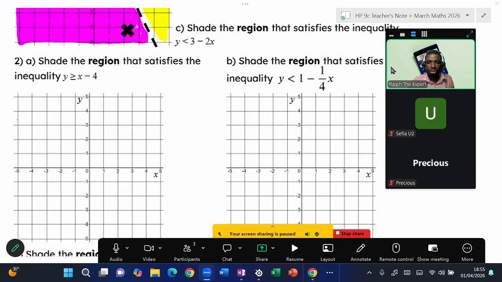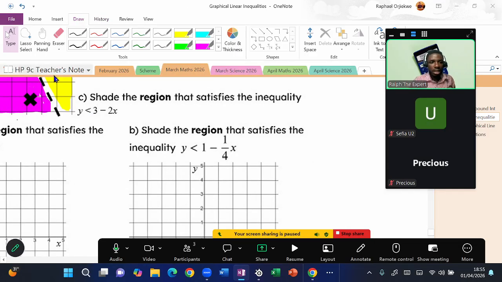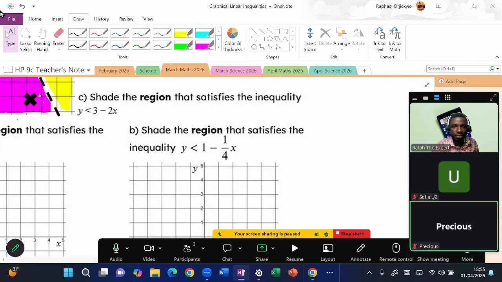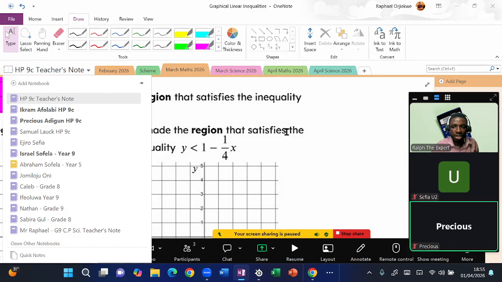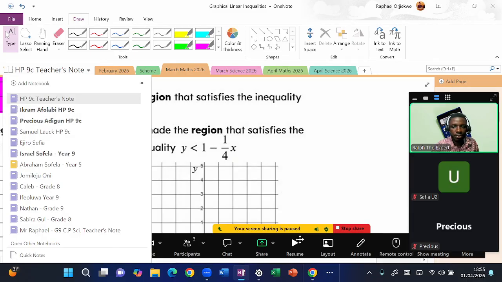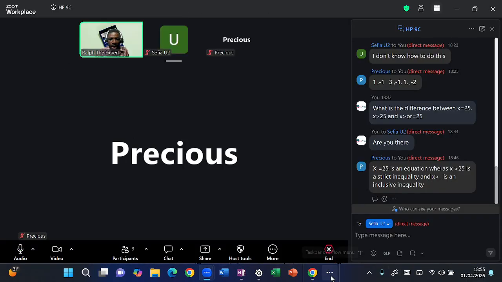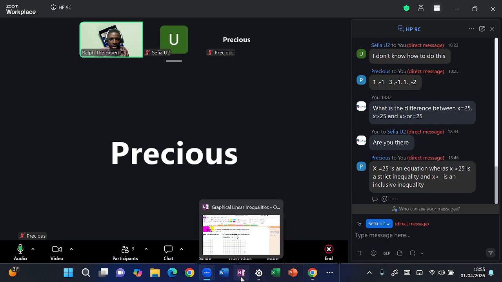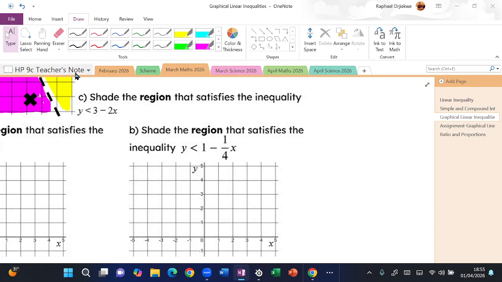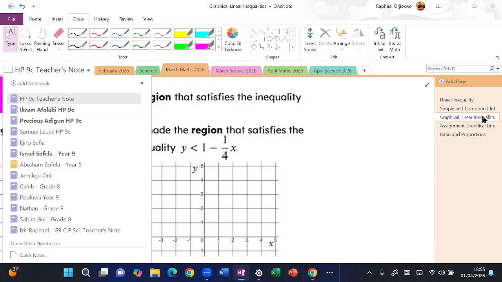I would pause sharing. Tell me, do we understand? Any question? Sephia, any question? Thank you, Precious. Any question, Sephia? Okay, so I want to believe we understood it. And Sephia, I would want each and every one of us to attempt this.